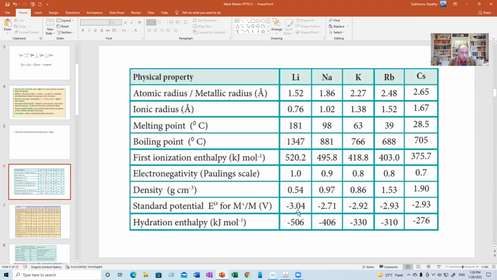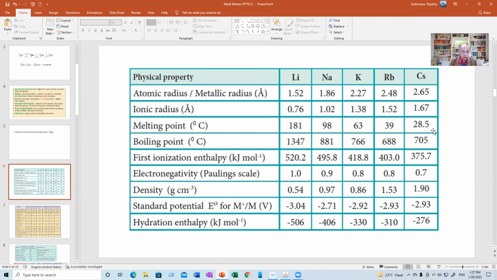Now, have a look at the data. The atomic size goes on increasing. This is in angstrom, goes on increasing from 1.52 angstrom to 2.65. The cationic radius also goes on increasing. Melting point goes on decreasing, while lithium is only 181.